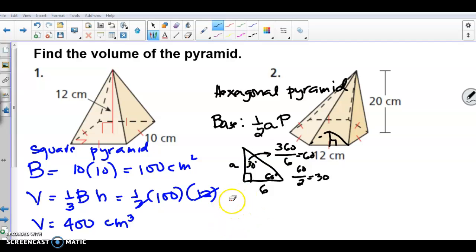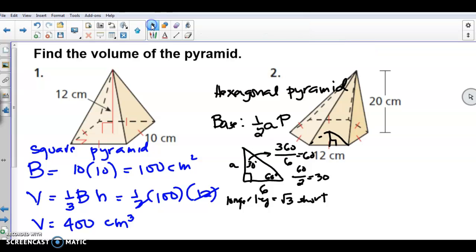And by using one of the properties of a 30, 60, 90 triangle, which is that the longer leg is equal to radical 3 times the short leg, the longer leg being your apothem and your short leg being 6, right? So your apothem is 6 radical 3.